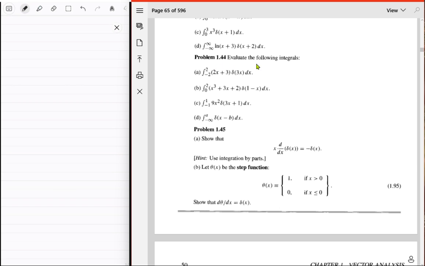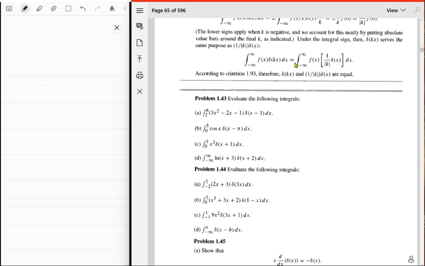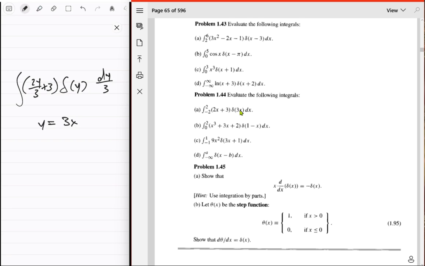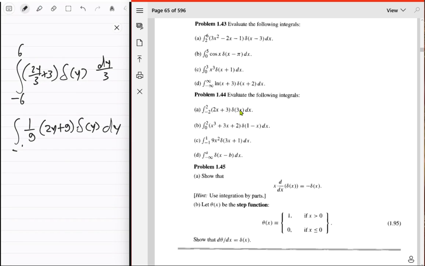Okay, 1.44. Evaluate the following integrals. Right, so now they're doing this stuff. Fine, once again, we'll just substitute 3x for something else. Let's say 3x is equal to y. So you just get del of y over there. y equal to 3x, so x is equal to y upon 3. So dx would just be dy upon 3. And your 2x plus 3 would just be 2 times y upon 3 plus 3, so just 2y upon 3 plus 3. And this integration is now going from negative 6 to 6. So what does this give us? It just gives us 1 upon 9, 2y plus 9 del y dy. Okay, integration of this from negative 6 to 6.